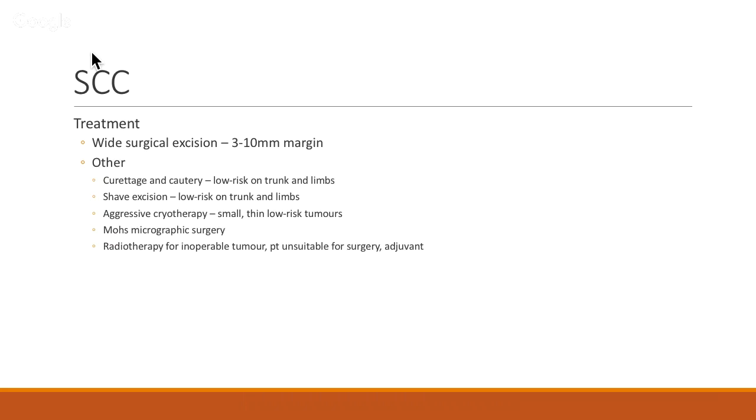The treatment, if you suspect that it's a lesion that's enlarging, you just try to excise the whole lesion. So you do wide surgical excision with a 3 to 10 millimeter margin, but there are also other treatments you can consider like curettage and cautery, shave excision, cryotherapy. Mohs micrographic surgery is essentially a really long surgical procedure that's quite accurate in getting the lesion completely. They take horizontal sections and then they examine it under a microscope, see if there's any dysplastic cells. If there are, they go back, find the border and continue to excise. And so because they're reviewing it on the spot, they can actually get the whole lesion completely and really define the borders of the lesion. Radiotherapy if the tumour is inoperable, so if the patient isn't suitable for surgery.